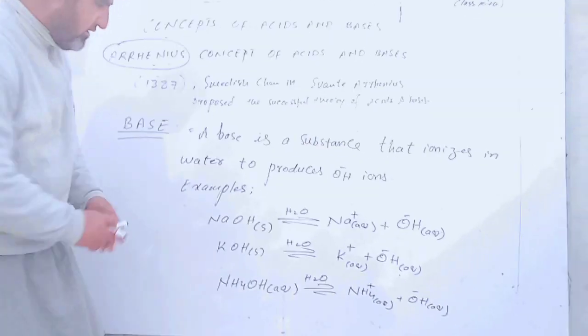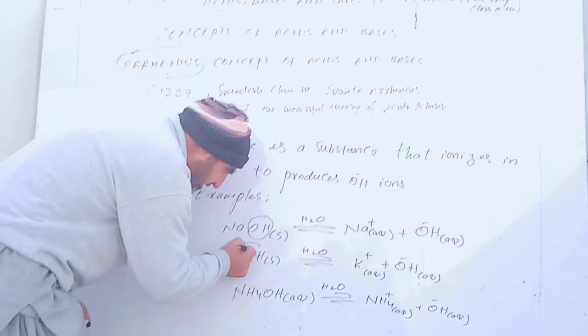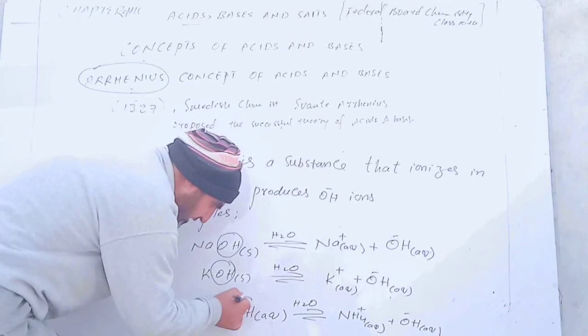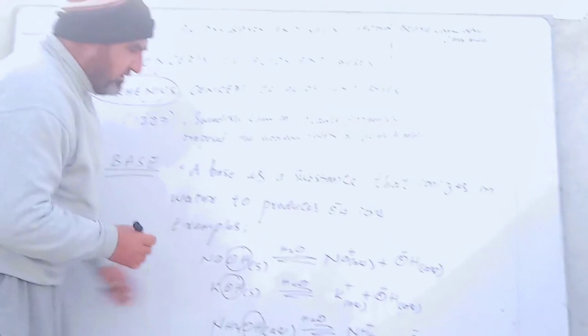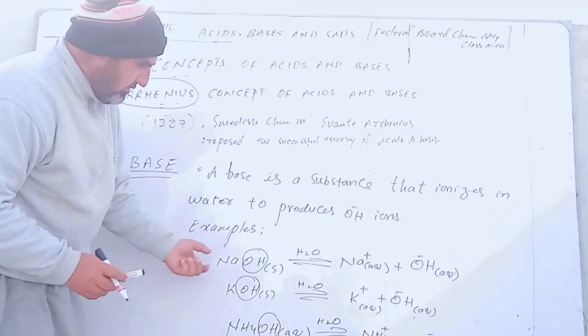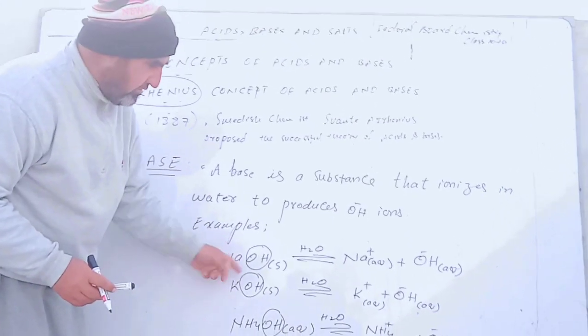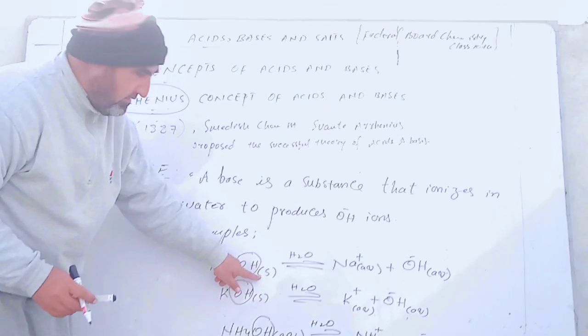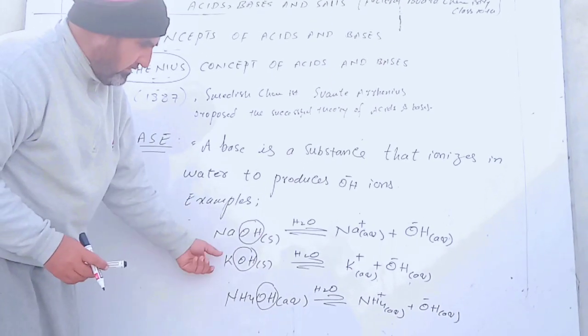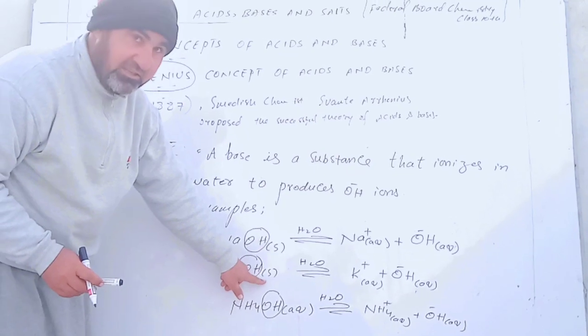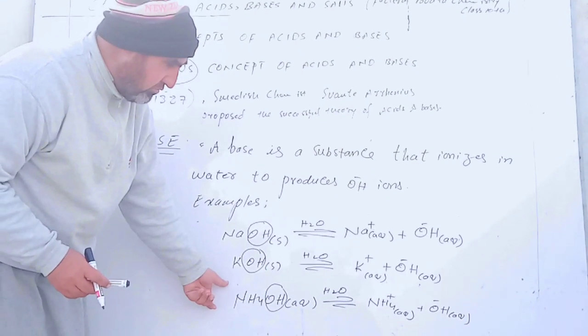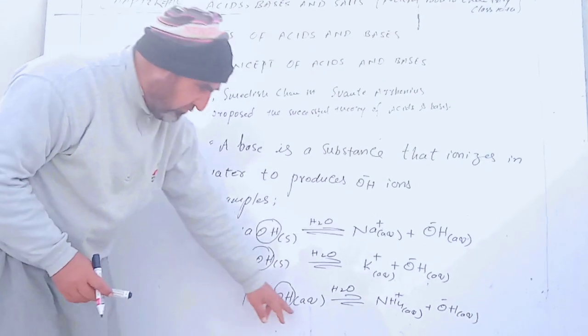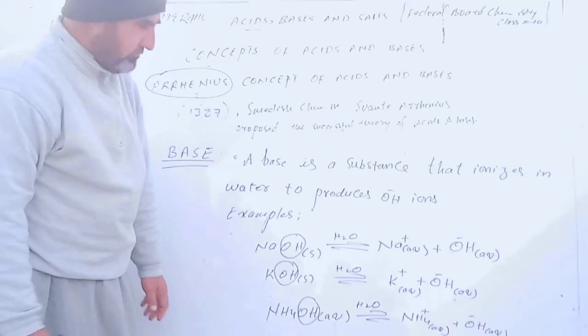Sodium hydroxide. You see that this is OH. You see that this is OH. And you see that this is OH. These all are the hydroxides. This is sodium hydroxide, which is in solid form. This is KOH, which is in solid state. And this is ammonium hydroxide, which is in aqueous state.